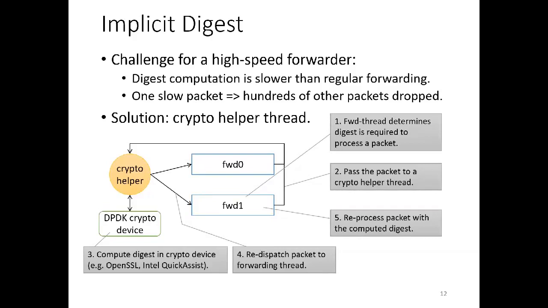So the solution is introducing a crypto helper thread. When the forwarding thread receives an interest or a data and it determines that a digest computation is necessary, it will pass that packet to the crypto helper thread, ask the crypto helper thread to compute the digest. Then the forwarding thread can continue with the next packet. Then in the crypto helper thread, it will invoke the DPDK crypto device. It could be software like OpenSSL, or it could be hardware like Intel Quick Assist. The crypto device will compute the digest, and then the packet comes back to the crypto helper thread, and then we use the normal dispatching method such as NDT or PIT token to redispatch the packet to the forwarding thread. And the forwarding thread can process this packet again with the digest already carried in its metadata.